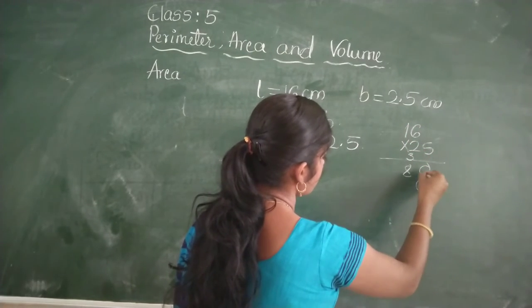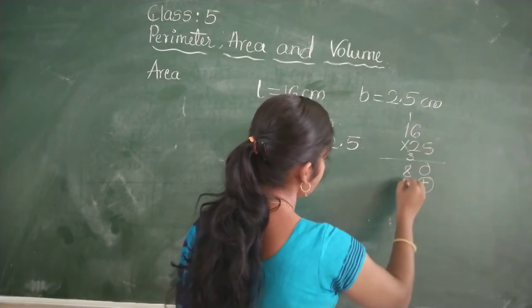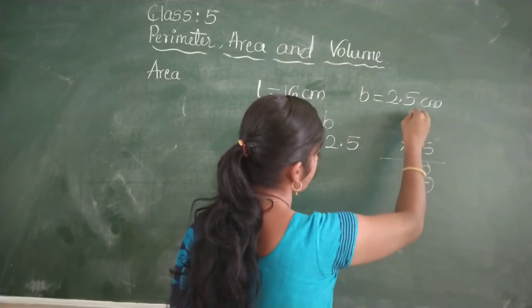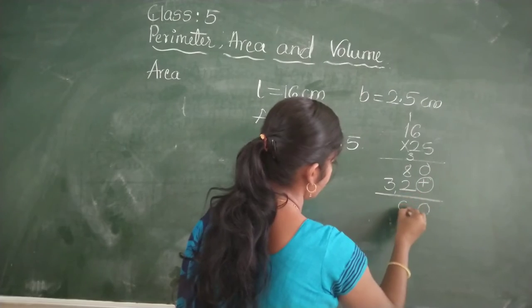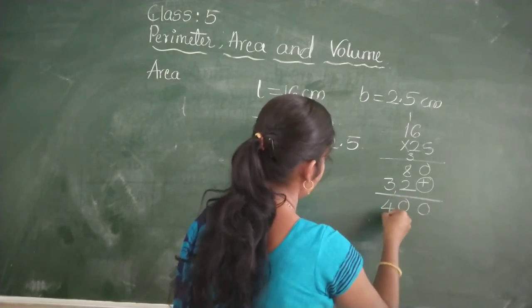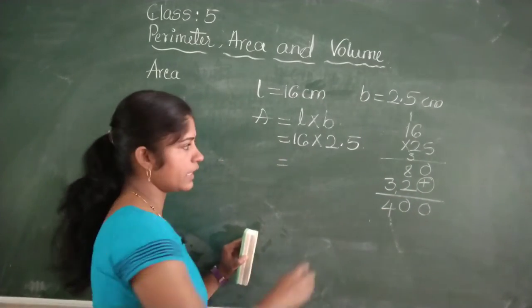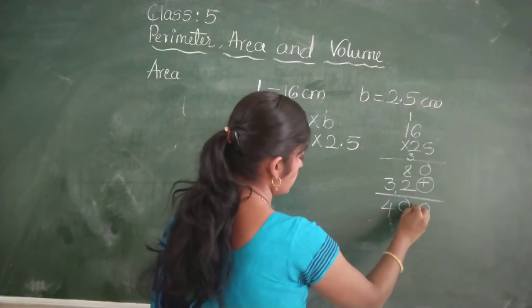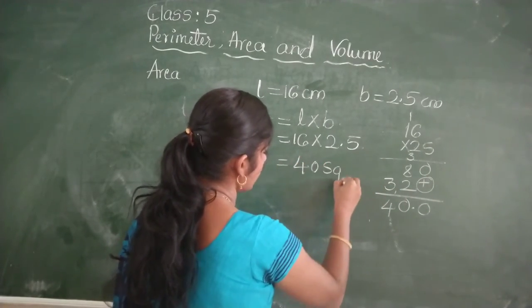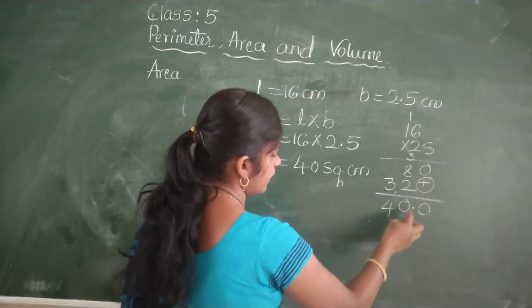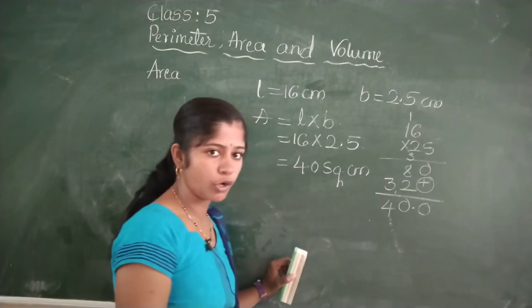Again you get here 0, 2 6s are 12, 2 1s are 2, 2 plus 1 is 3. Okay, 0, 8 plus 2 is 10, 3 plus 1 is 4. And tell me after how many digits the point will come? 1 digit. So it's 40 square centimeter.